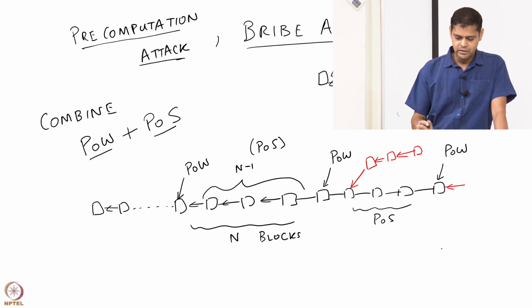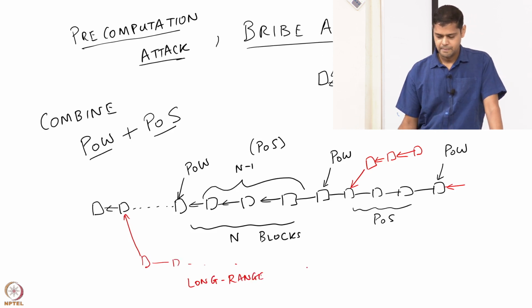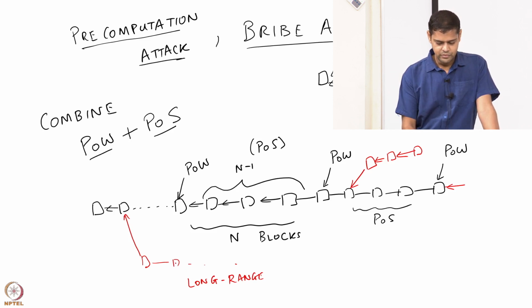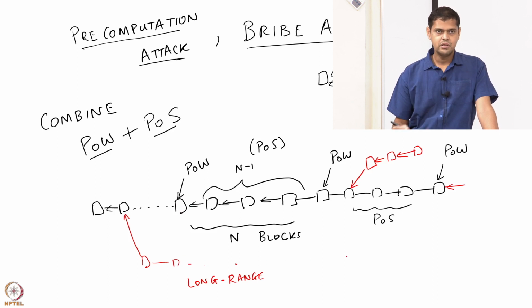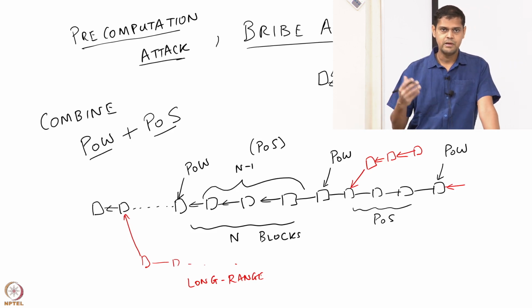So what about a long range attack? Can I launch a long range attack from here and create a private chain which is much longer, let's say, than the original chain? And now again we have to deal with these proof of work blocks. I will have to, every n blocks, use proof of work to create a block, and it's non-trivial for me to do that. I would have to expend a lot of energy. I would have to buy a lot of hardware.